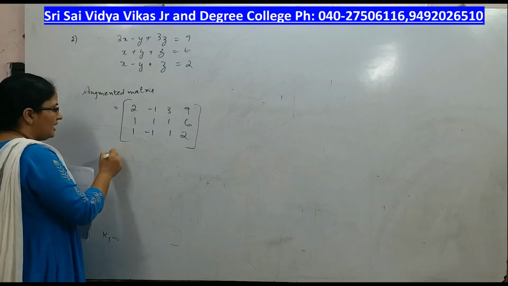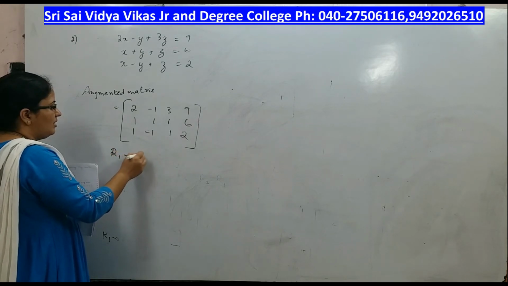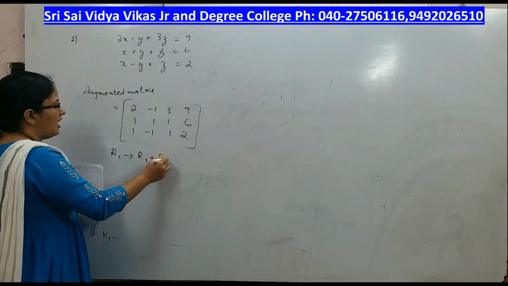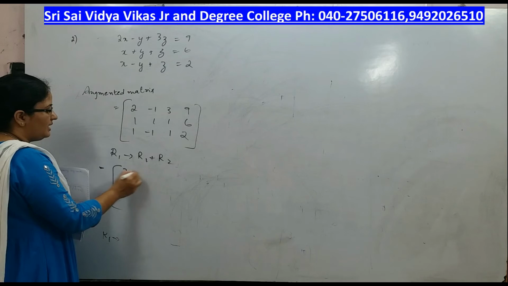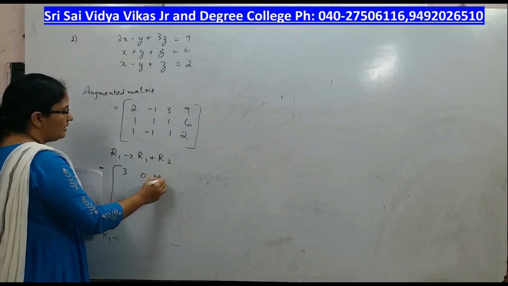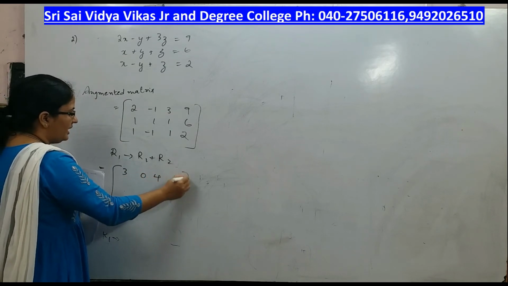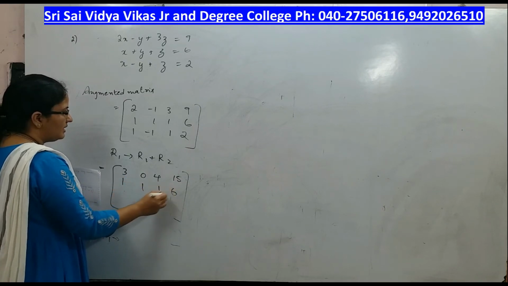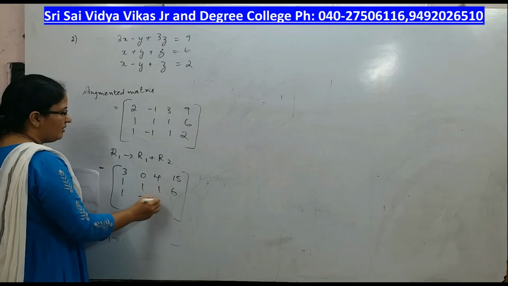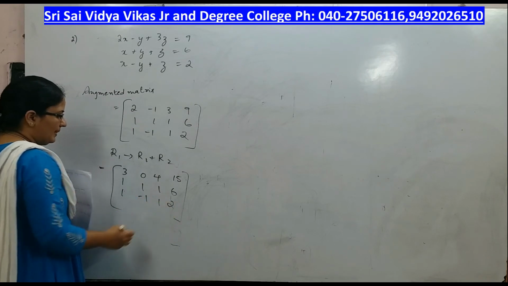First of all you do R1 changes to R1 plus R2. What do you get? 2 plus 1, 3, here 0, 4, 9 plus 6, 15. Then 1, 1, 1, 6, 1, minus 1, 1, 2.